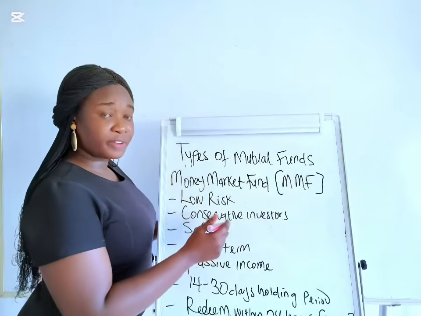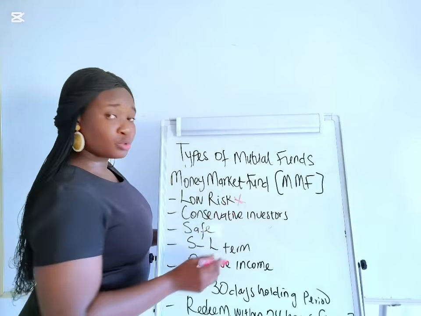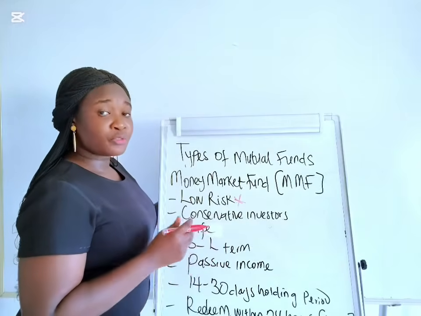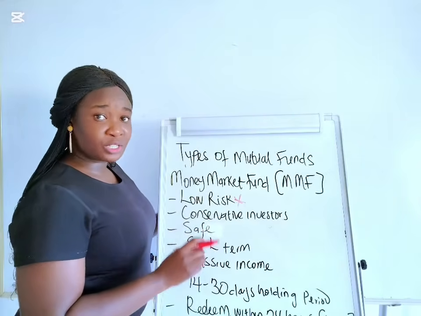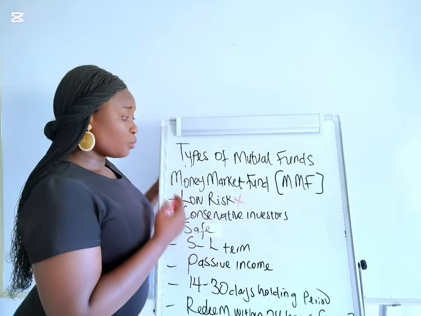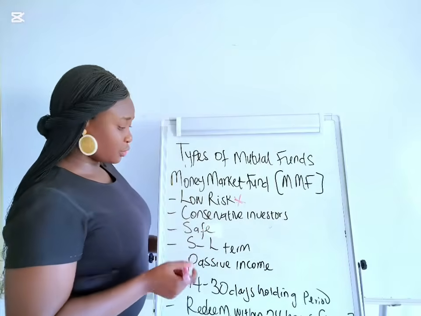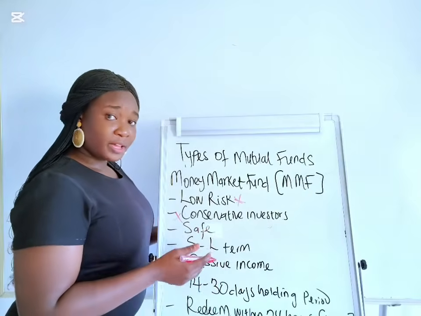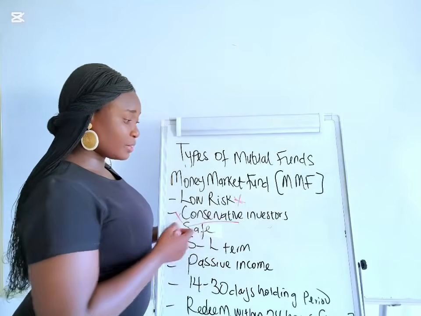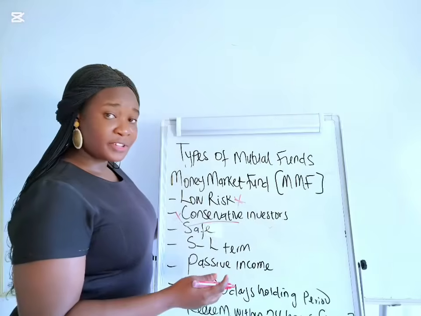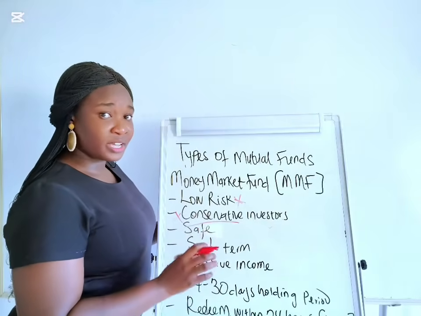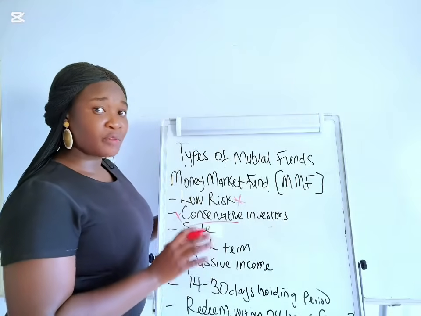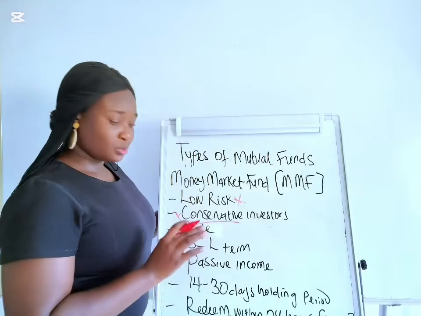Now, let's go into what we need to know about money market funds. A money market fund is a low risk financial instrument. So this is for those who have a low risk appetite. So if you know that you don't like to take so much risk on your investments, a money market mutual fund might just be for you. Another one is for conservative investors. So if you know you are conservative, a money market fund might just be for you. And that is what I mean by conservative investors. By conservative, it means that you don't want to take high risk on your investment, which means you have a low risk appetite, you don't like to take so much risk.